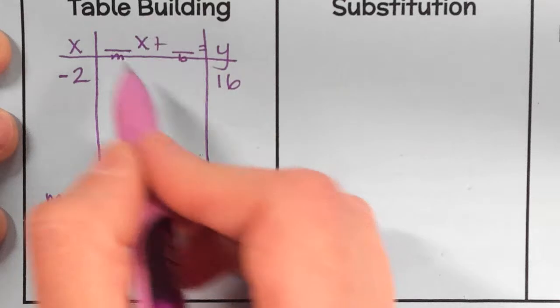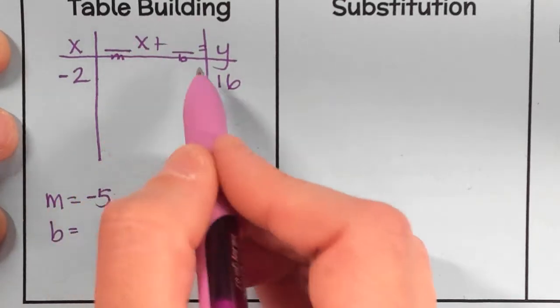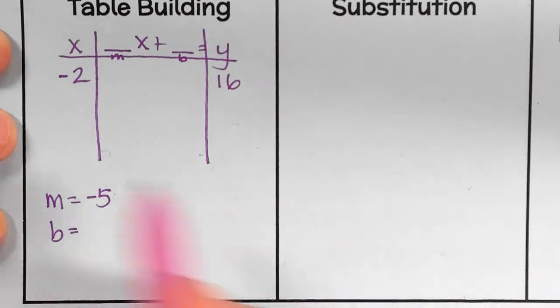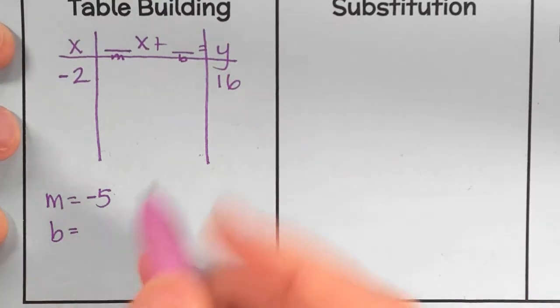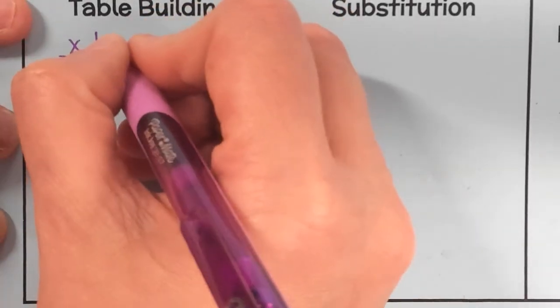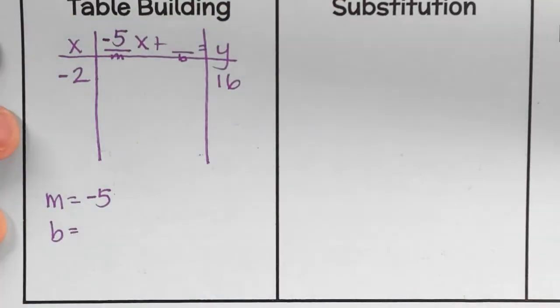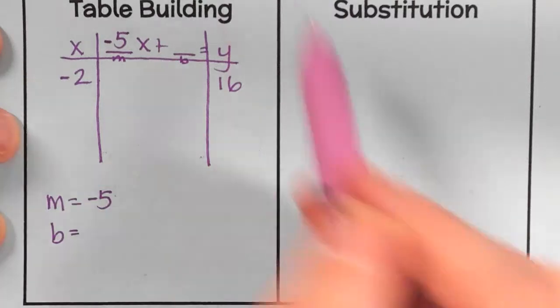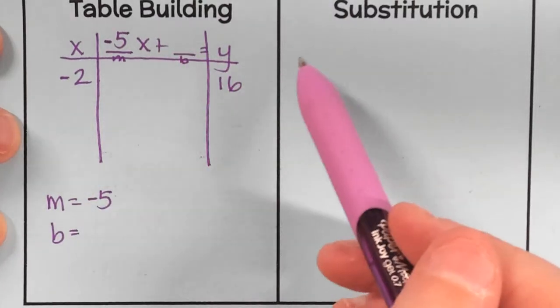This is what my equation is eventually going to look like. It's mx plus b. And I just put an m and a b under there so I remember where I put these things. I already know what the slope is, my m, so I'm going to plug that in. There's lots of different ways. I'm going to show you this way first. So I know I have -5x plus something equals y.